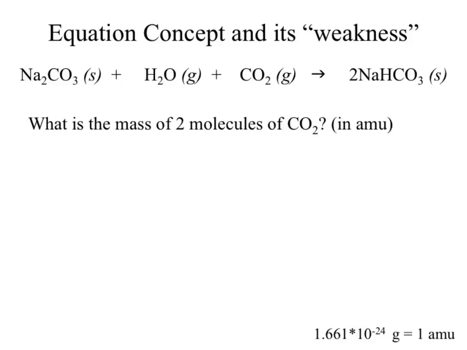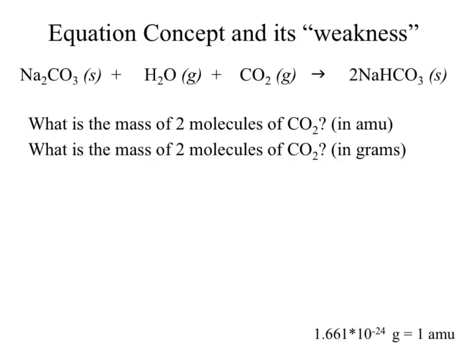Oh, there it is. What did I say it was? I was darn close, wasn't I? I said 1 point... what did I say? 1.614. Well, there it is. It's 1.661 times 10 to the negative 24th grams equals 1 AMU. Okay. I was within a margin of error.